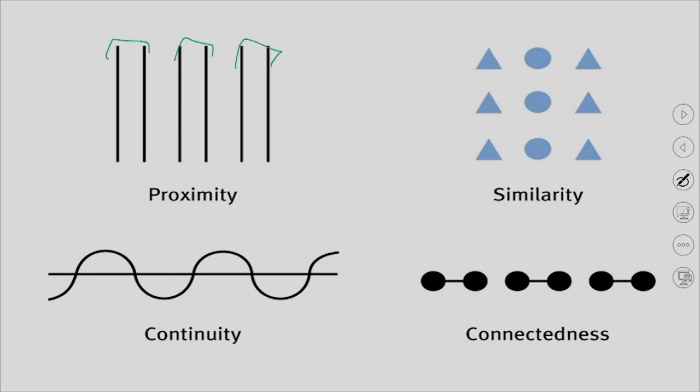All of these lines are independent of each other, but you group them together, and this is called the proximity rule. When I ask you what this is, you say that I have two groups of triangles and one group of circles, and this is called the idea of similarity.